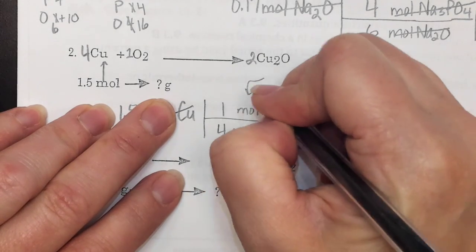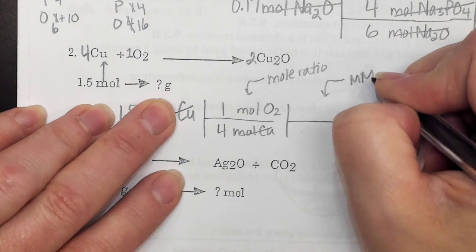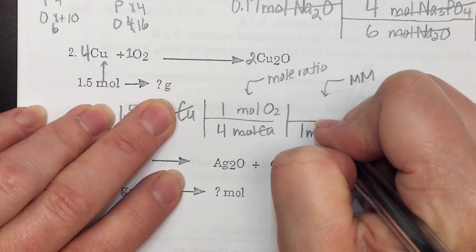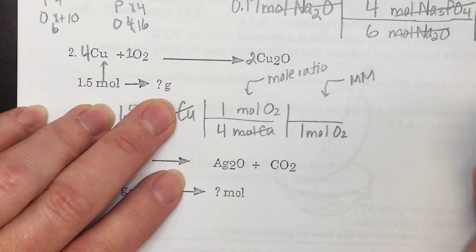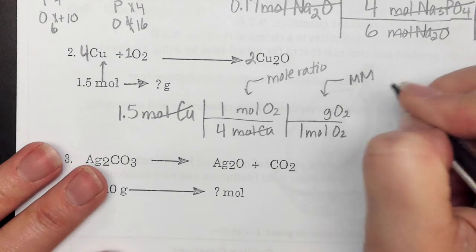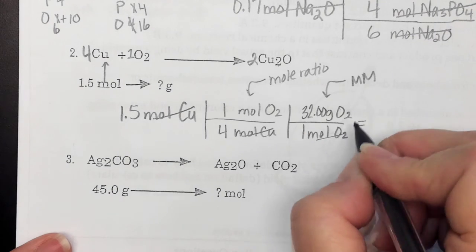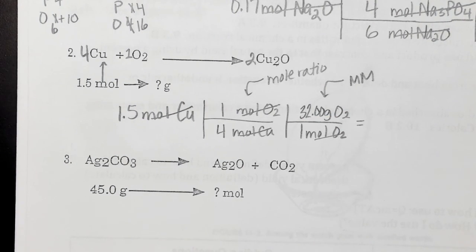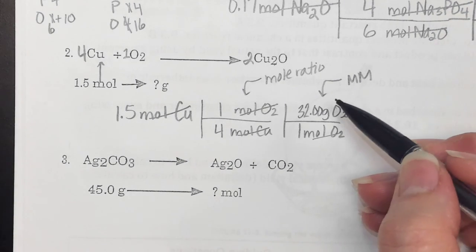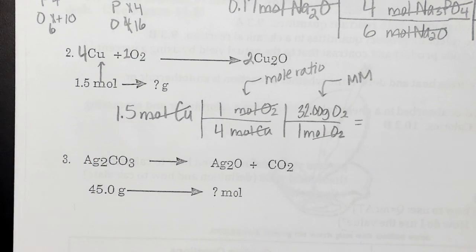So this is the mole ratio. The conversion I'm using now is the molar mass. So 1 mole of O2 will give me some grams. All right, what is the molar mass of oxygen in grams? Good, 32.00 grams of O2, because it's 2 oxygens, so 2 times 16, 32. Note how I'm keeping these zeros for significant figures. Make sure you're writing the numbers as given and you're not dropping zeros out so that you lose significant figures by accident.